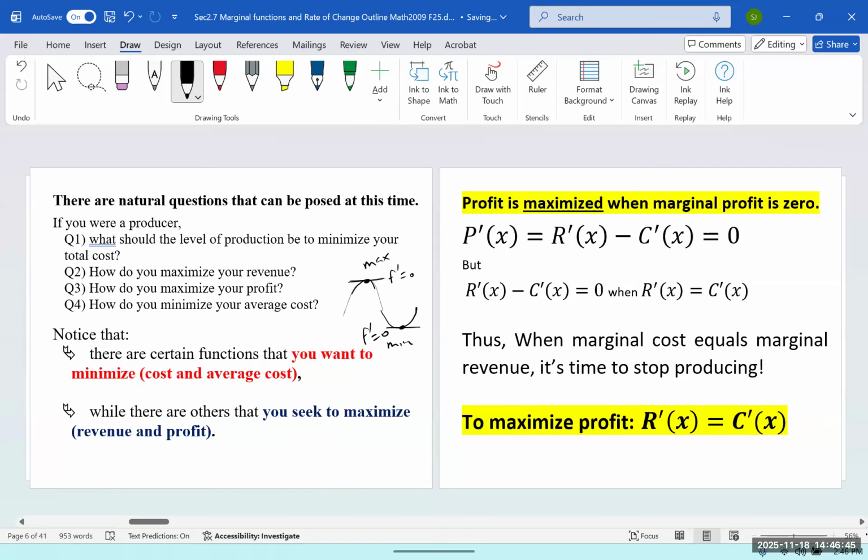Previously, we learned that profit is revenue minus cost. So if you want to find the derivative of the profit, you have to find the derivative of the revenue and the derivative of the cost. And to maximize the profit, we set the derivative of the profit equal to 0. That means the revenue derivative minus the cost derivative is 0. That tells us that when the revenue derivative equals the cost derivative, that is when you get the maximum profit.